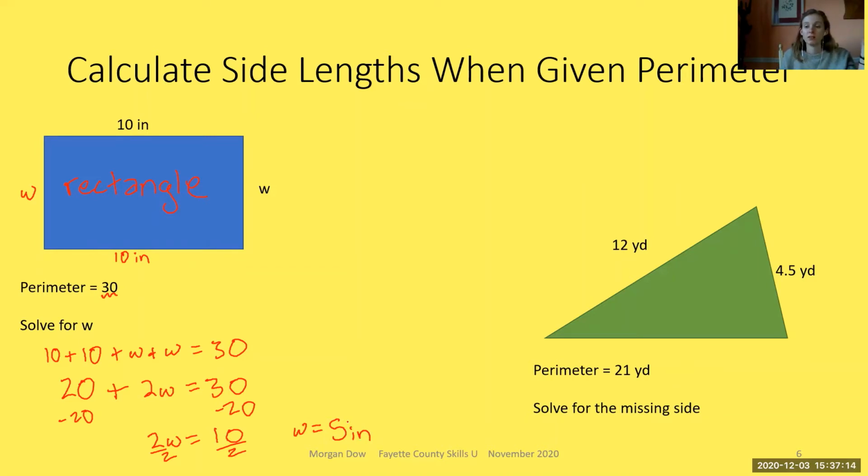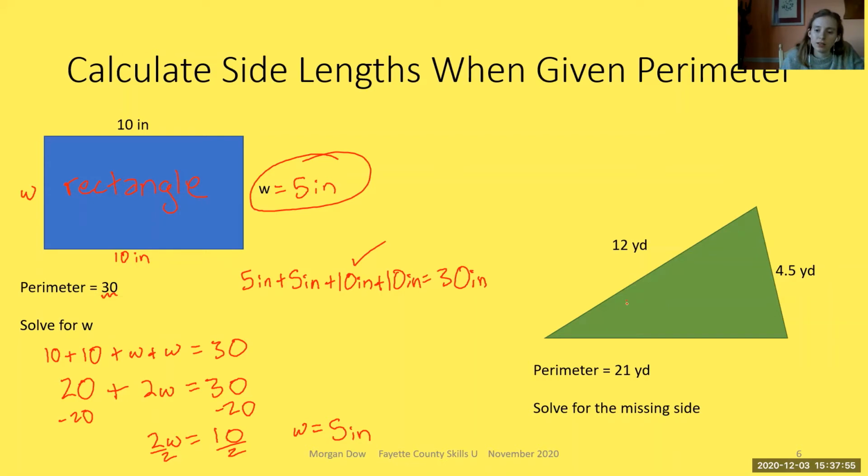Now you should go back and double check your work here, right? If you're saying W is 5 inches, then when you add up all 4 sides, you should get that total perimeter of 30 inches. And that will be the case here. If we add up these 4 numbers, we will get 30 inches. So if you're ever doing a problem like this and you're not sure if you did it correctly, well, you can always double check it by going back and adding up the sides, see if you get the perimeter that you're supposed to get. So W is 5 inches.